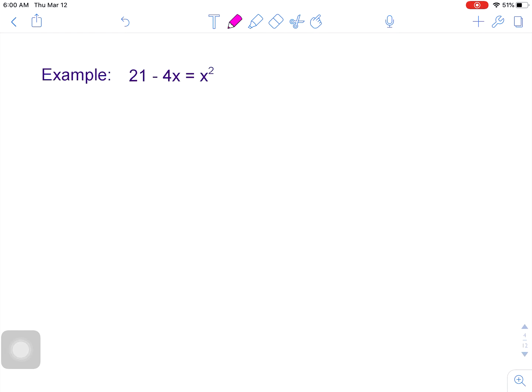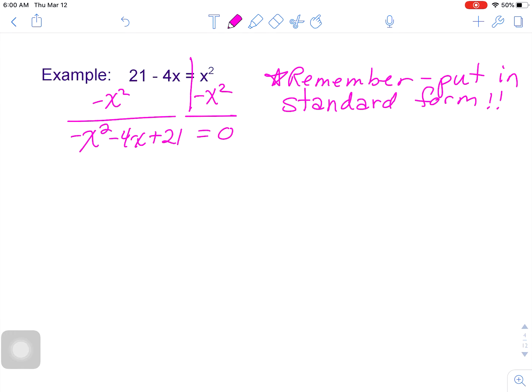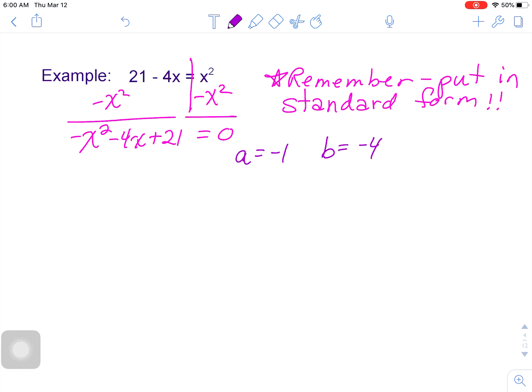So here's another example, and we've got 21 minus 4x is equal to x squared. And you've got to remember to put this in standard form. So to do that, I'm going to subtract x squared from both sides of my equation. And I've got negative x squared minus 4x plus 21 equals 0. Now I can determine my a, which is negative 1, b, which is negative 4, and c, which is 21.